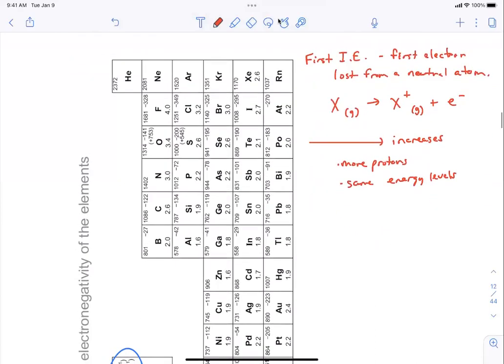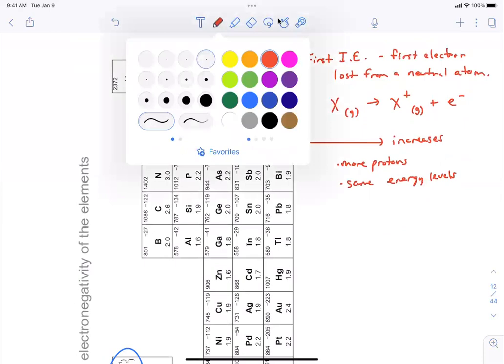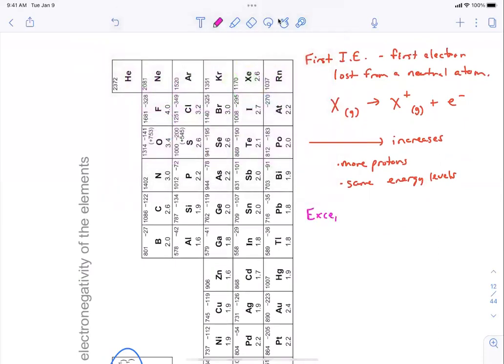So I would say this. Every time you have an exception, it's due to the orbital diagram, okay? So if you're ever trying to explain an exception in a periodic trend, it's because of the orbital diagram, always. So if you're at a loss where they want you to explain why nitrogen's ionization energy is higher than oxygen's, even though oxygen's further right, it has to do with the orbital diagram. So draw out the orbital diagram of each, and that'll help you see.